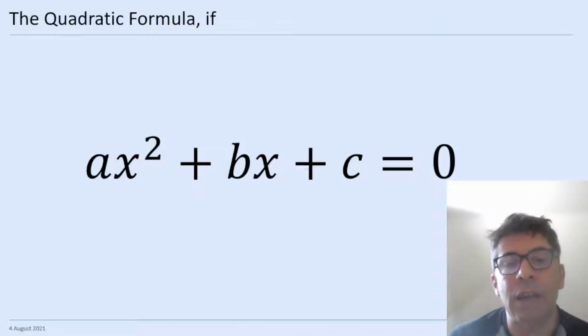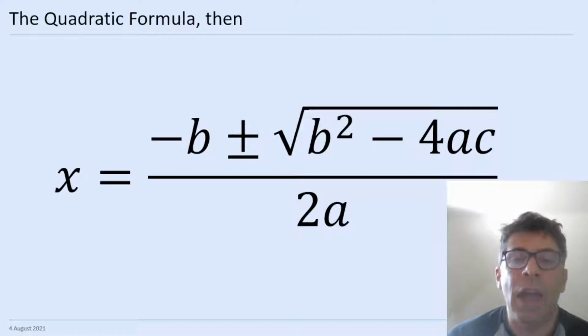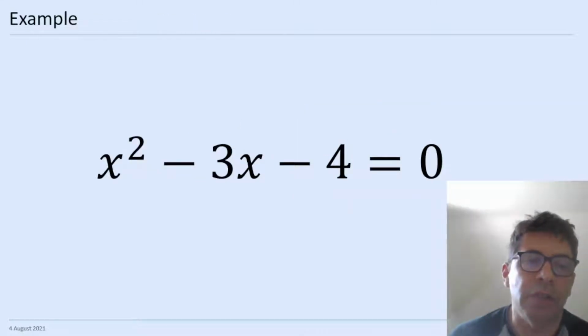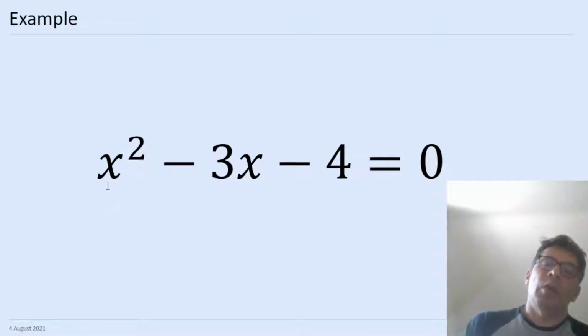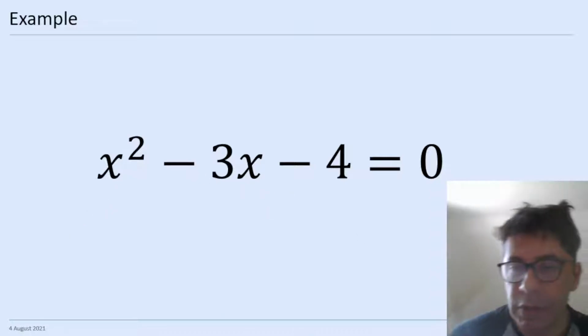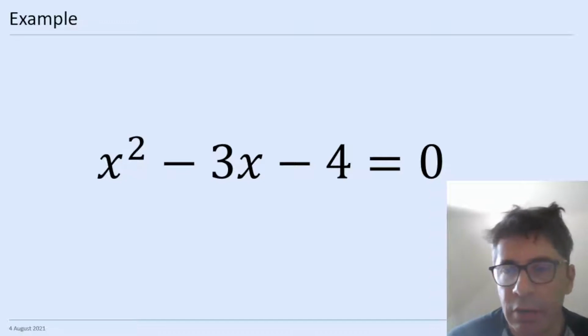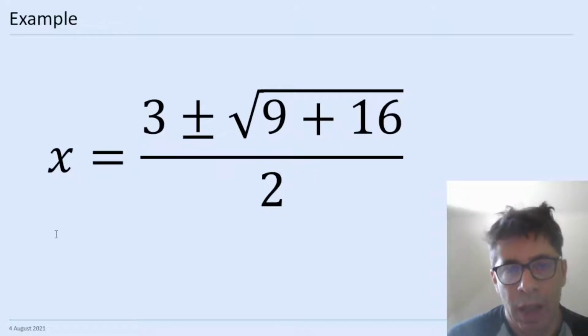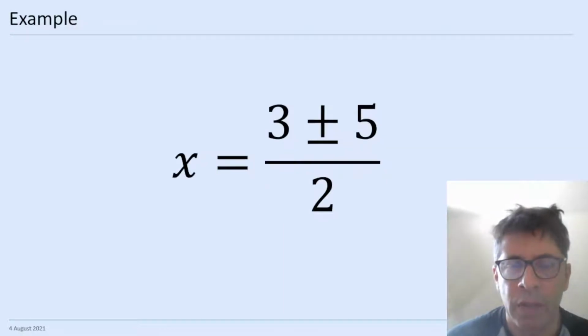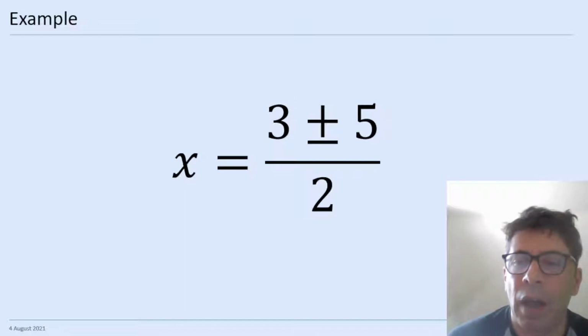So if ax squared plus bx plus c equals 0, then we know that x equals minus b plus or minus the square root of b squared minus 4ac over 2a. So let's just apply this. x squared minus 3x minus 4 equals 0. Substitute this into the quadratic formula. We get x equals 3 plus or minus the square root of 9 plus 16 over 2. 9 plus 16 is 25. Square root of 25 is 5. So we get x equals 3 plus or minus 5 over 2.